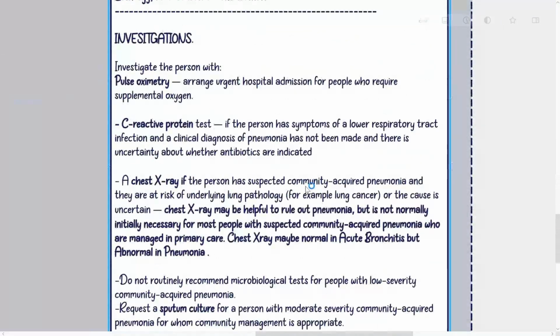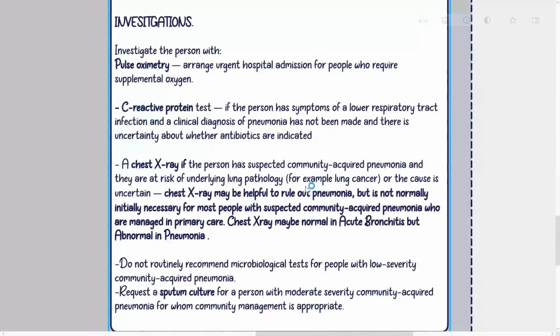Investigations. Investigate the person with pulse oximetry. Arrange urgent hospital admission for people who require supplemental oxygen. C-reactive protein test: if the person has symptoms of a lower respiratory tract infection and a clinical diagnosis of pneumonia has not been made, and there is uncertainty about whether antibiotics are indicated. A chest X-ray if the person has suspected community-acquired pneumonia, and they are at risk of underlying lung pathology, for example, lung cancer, or the cause is uncertain.